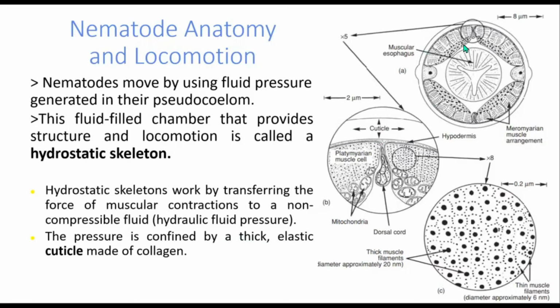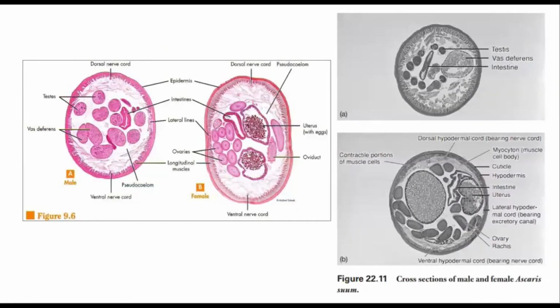This is the cuticle, in this illustration, the white outside layer. The cuticle is tough but elastic. It regulates permeability and body growth, it plays a role in respiration and excretion, and also helps in locomotion as well. This is just an illustration, a cross-section of male and female Ascaris.